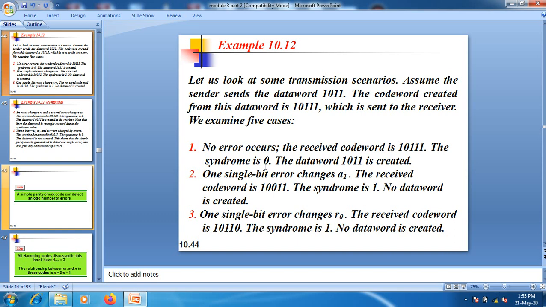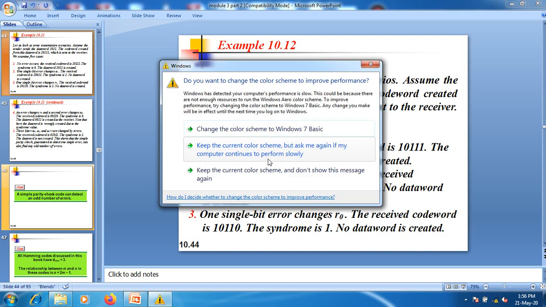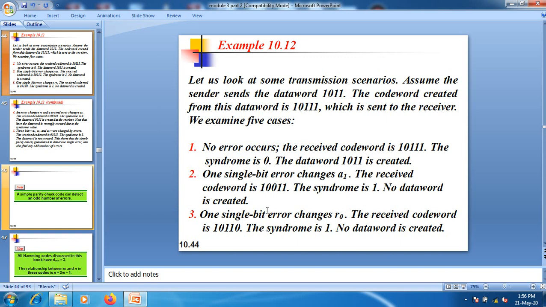When no error occurs, the received code word is 10111. The syndrome is 0 here. That is nothing but adding all these bits, that is the Q0 bit, B1, B2, B3 and B4 bit. Here we are getting the syndrome as 0. The data word 1011 is extracted.